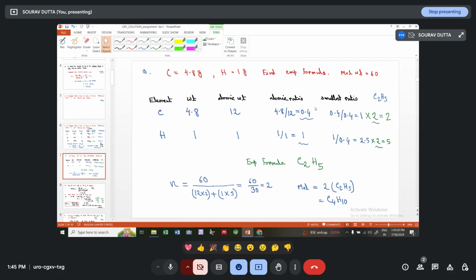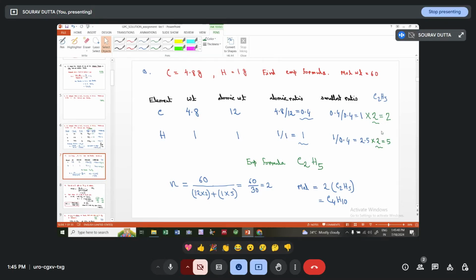So 0.4 divided by 0.4 equals 1, and 1 divided by 0.4 equals 2.5. But here after division, the ratio is 1 to 2.5. This is not the simplest ratio. So we need the minimum quantity that we can multiply with this value to get the simplest ratio.